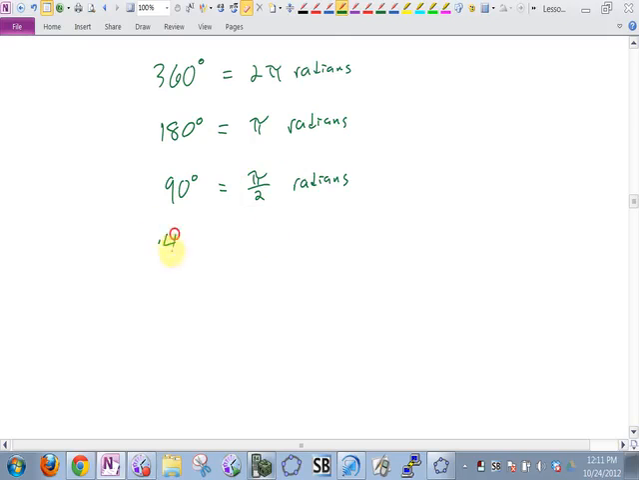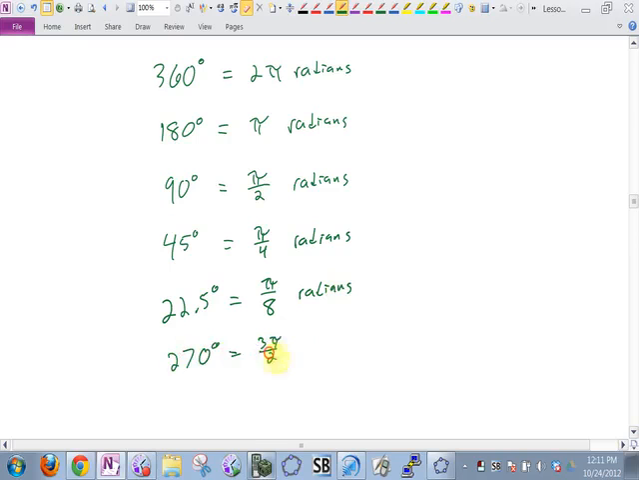45 does. What's 45 degrees? Pi fourths radians. 22.5 degrees is what? Pi eighths radians. Right? Pi eighths, 22.5 would be pi eighths. 270 would be 3 pi halves radians. How about 30 degrees?